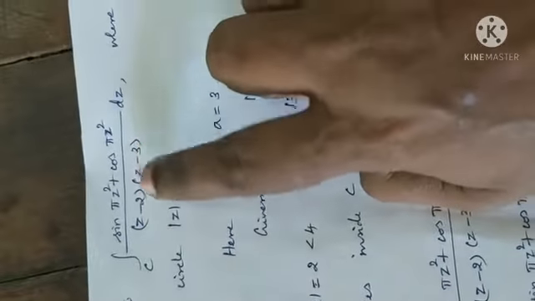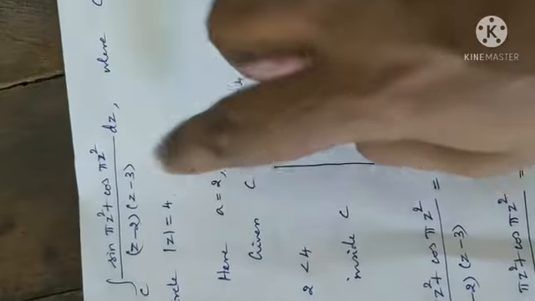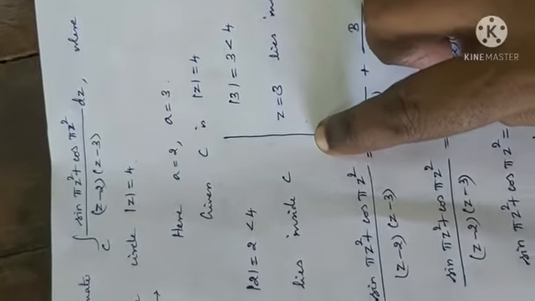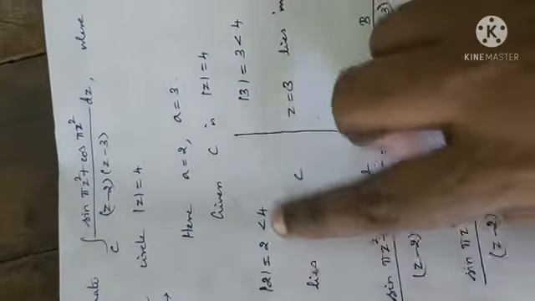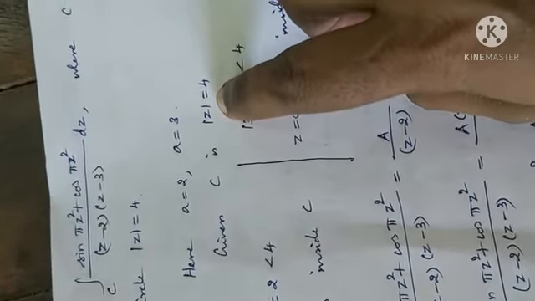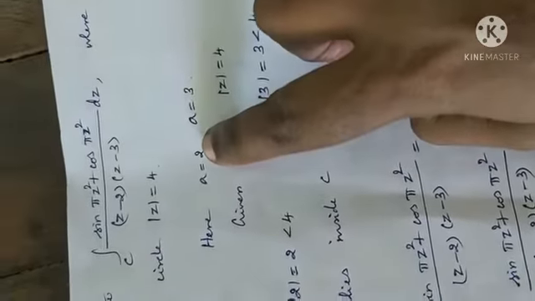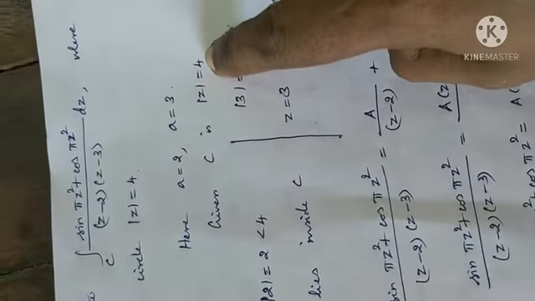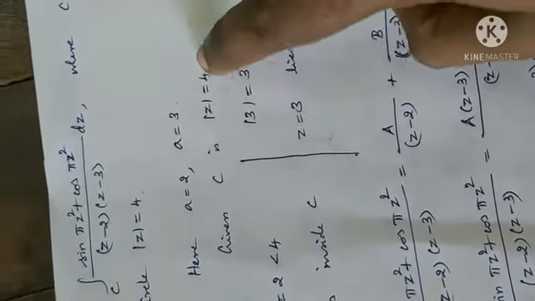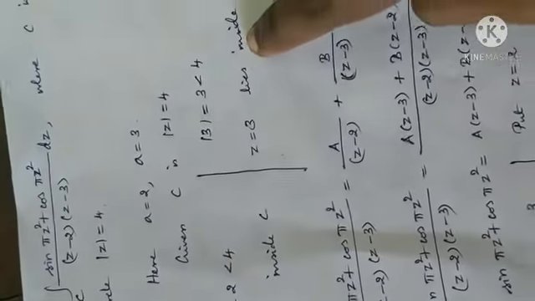We have a product of two terms in the denominator. Let us take both a values, that is, a equal to 2 and a equal to 3. Let us check whether they both lie inside C or outside C. Put a equal to 2 here. Modulus of 2 is 2, which is less than 4. Hence, z equal to 2 lies inside the circle. Put z equal to 3. Modulus of 3 is 3, which is also less than the given 4. Hence, z equal to 3 lies inside C.